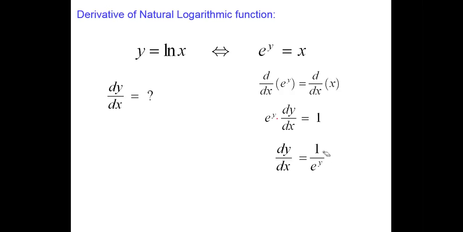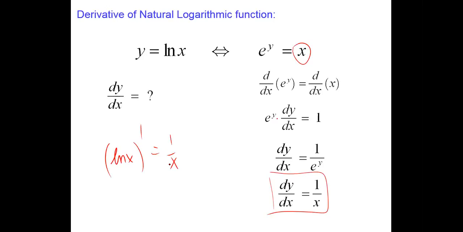The only thing is, I don't like the form of the derivative with respect to y. I have to rewrite this e to the y in terms of x. Can you maybe see on the screen how e to the y is defined? What is e to the y? It's x. Thank you, Keith. That means this is the final answer. I can write: the derivative of ln of x is simply 1 over x. That's our third formula. Nice and quick, right?